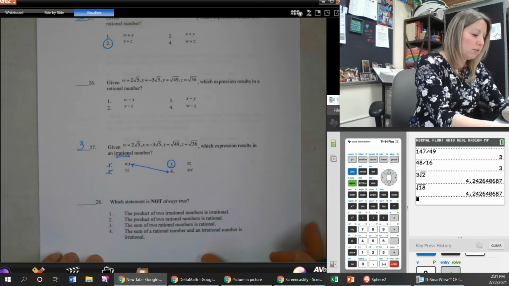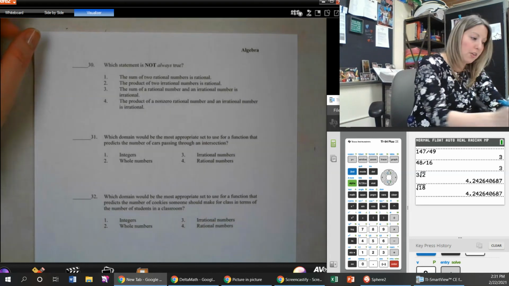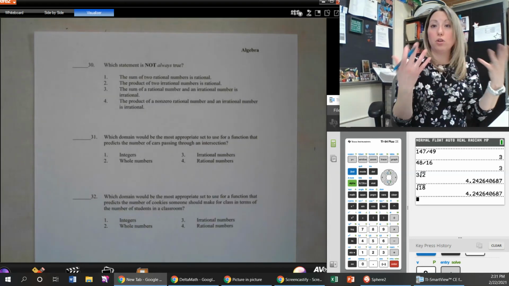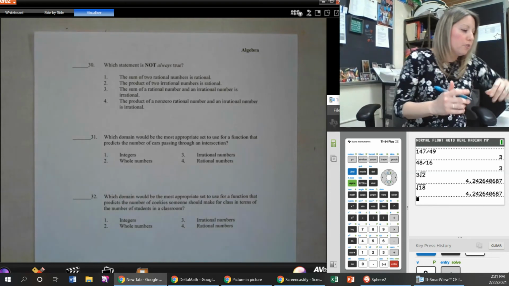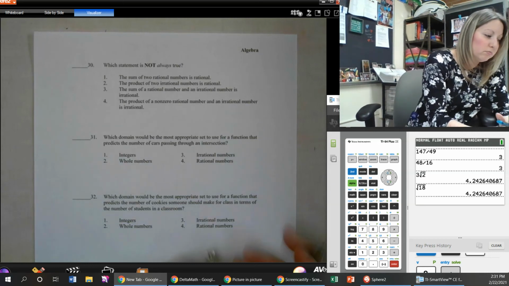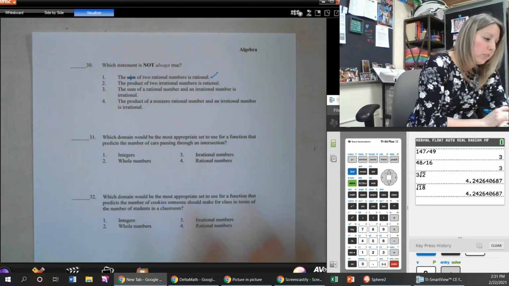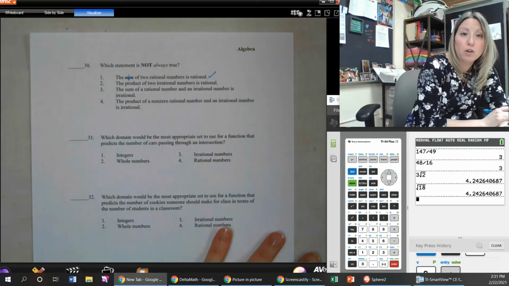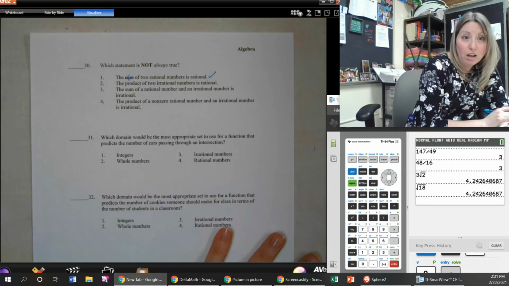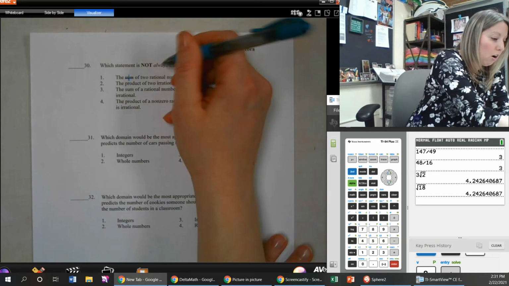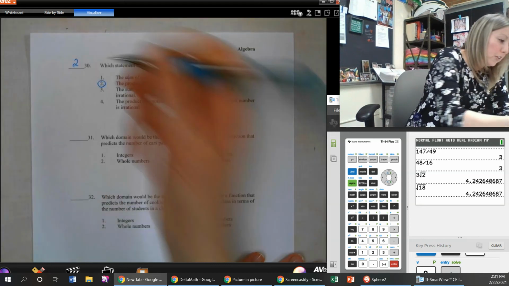Let me do the next page of which is not always true, and then do one of these integer problems, and then we'll let you guys try a couple of them. So which statement is not always true? The sum of two rational numbers is rational. Sum, adding, this is always true. The product of two irrational numbers is rational. Sometimes, not always. And we're looking for an always true. So my choice is going to be 2, but let's just read through what the other things are.